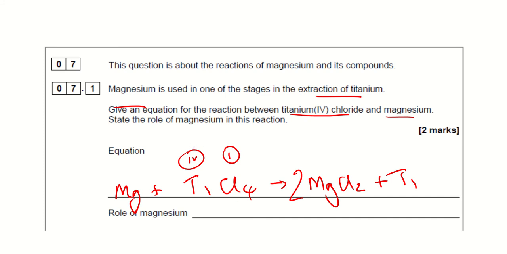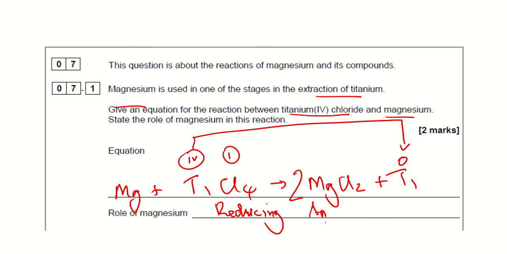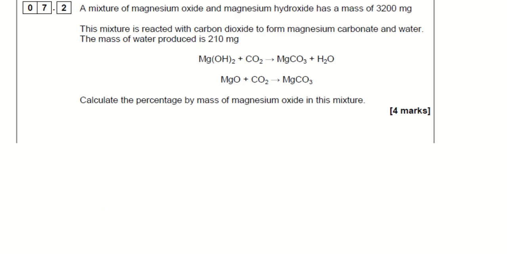Now, what's the role of the magnesium? Titanium starts at +4 oxidation state, and titanium ends up at 0 oxidation state. So it's been reduced. The only thing that it could have been reduced by is the magnesium. So the magnesium must be a reducing agent. The reason why I say the only thing it can be reduced by is because the chloride starts at -1 and the chloride finishes at -1. So it's unaffected by the redox that's going on in there.